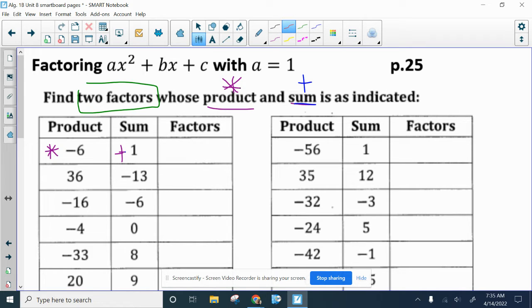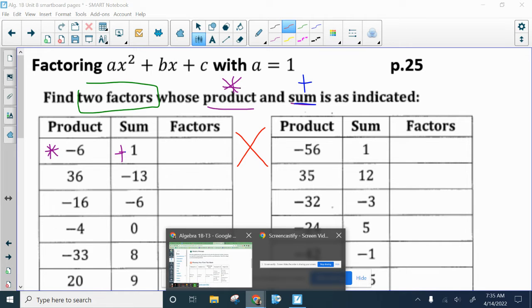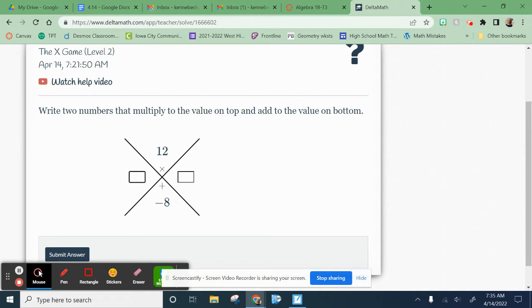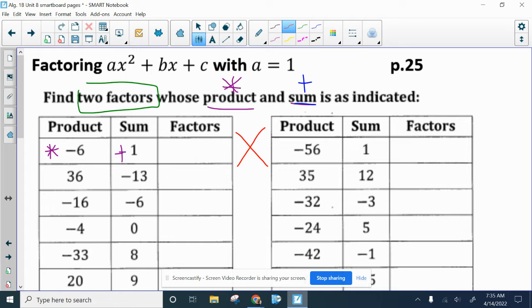Sometimes the way this is presented is called the X games. And when you go to do your Delta Math assignment, it's going to look like that. The directions might say, for this particular problem, write two numbers that multiply to the value on top and add to the value on the bottom. If it's helpful to set this up that way, you may want to do it. So let's say multiply to -6 on the top and add to 1 on the bottom.